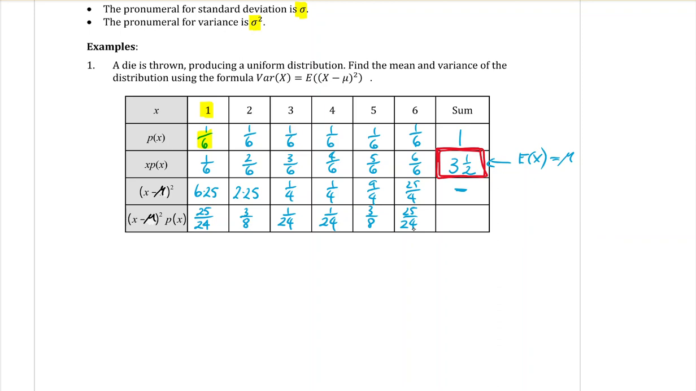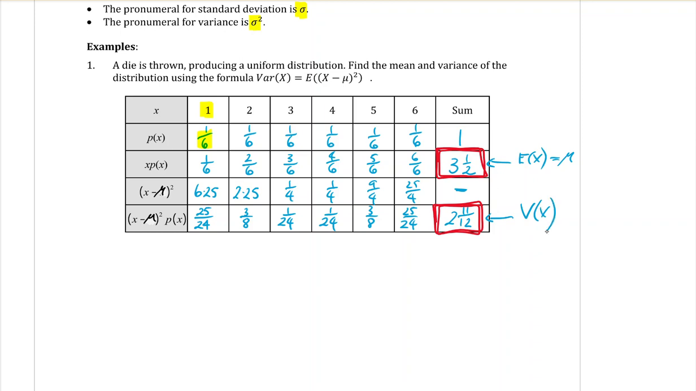35 over 12. Mixed numeral? No. 2 and 11 over 12. Yeah, that's what I had. So that number, put it in a big red box or something to make it stand out. That is your variance. So I'm going to call it V of X. There's my variance.